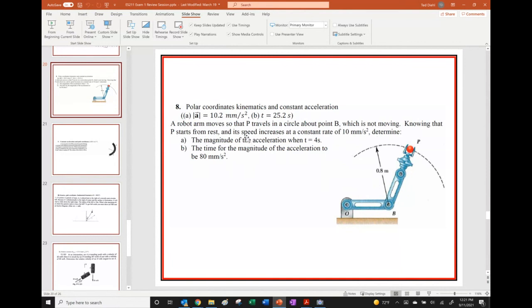Knowing that P starts from rest and its speed increases at a constant rate of 10 millimeters per second squared, determine the magnitude of the acceleration when t equals 4 seconds and the time for the magnitude of the acceleration to be 80 millimeters per second squared.